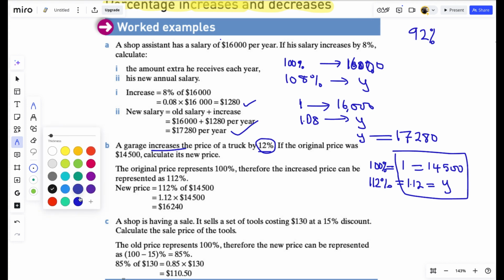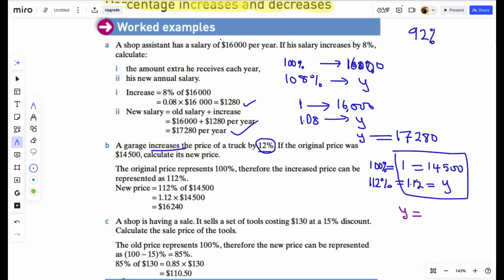Y times 1, what do we get? You get Y, right? So that is equal to 1.12 times 40,500. That will give us 60,240 dollars. Okay, you must always put the currency they put. So dollar. This is how much the new price of the truck in the garage will cost. This is the new price. Is that okay?